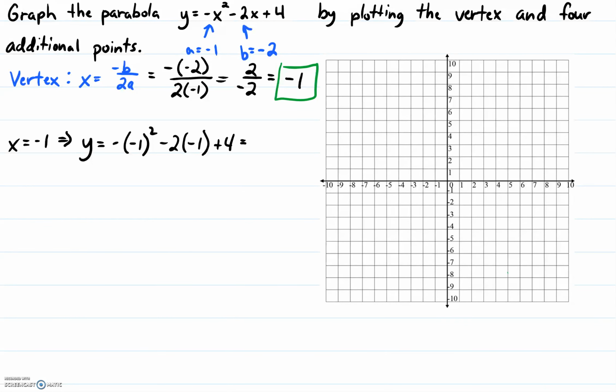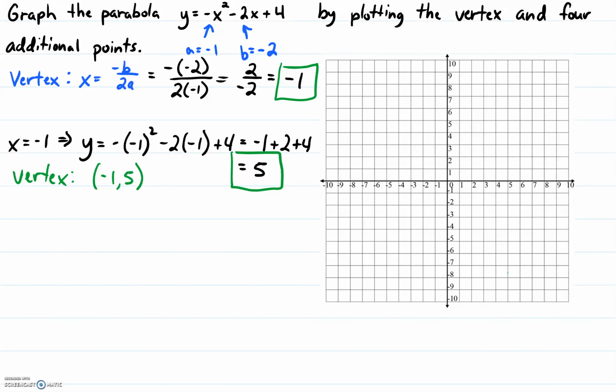And then we just want to simplify this. So the negative 1 squared is going to give us a positive 1 times another negative will give us negative again. Negative 2 times negative 1 is going to be positive 2 and then plus 4. And so overall, we're going to get a y value of 5 that corresponds with our x value of negative 1. And so our overall vertex is going to be the point negative 1, 5. And so let's go ahead and plot that point. And that's going to be our vertex.